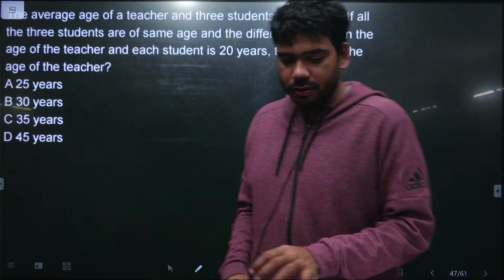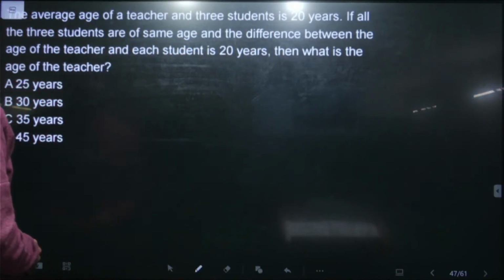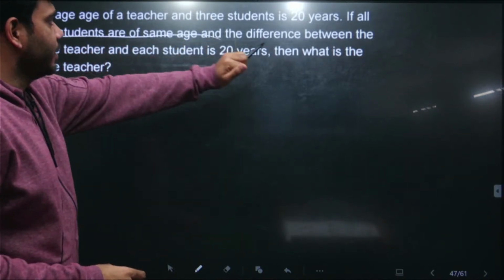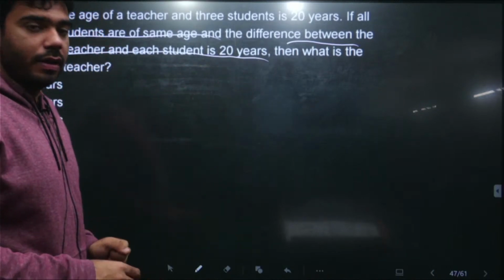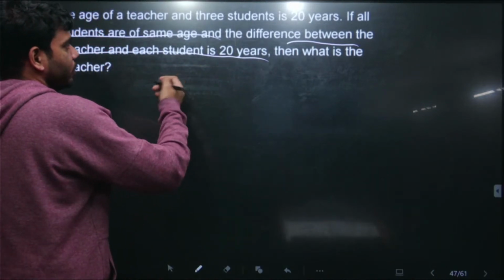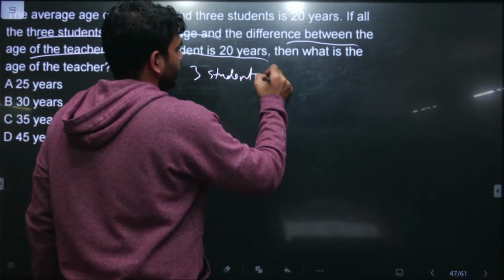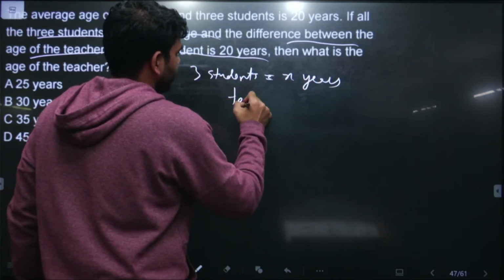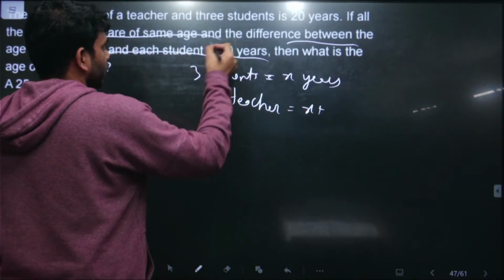Now this is the next question. This question is saying the average age of a teacher and 3 students is 20 years. If all the 3 students are of the same age and the difference between the age of the student and the teacher is 20 years, what is the age of the teacher? Simple सा question है. 3 students हैं and let the age of each student be x years और teacher की age will be then x plus 20 years.